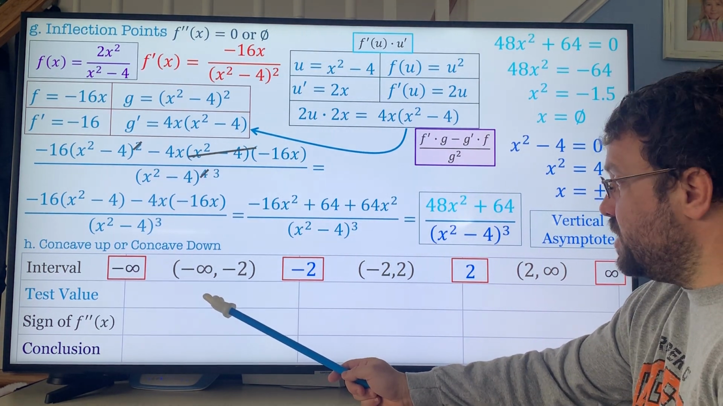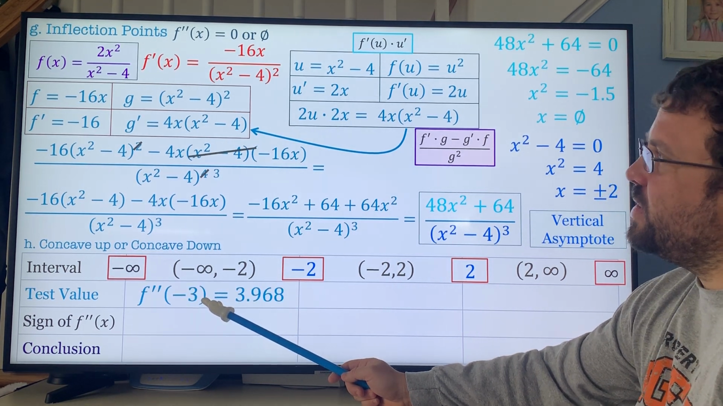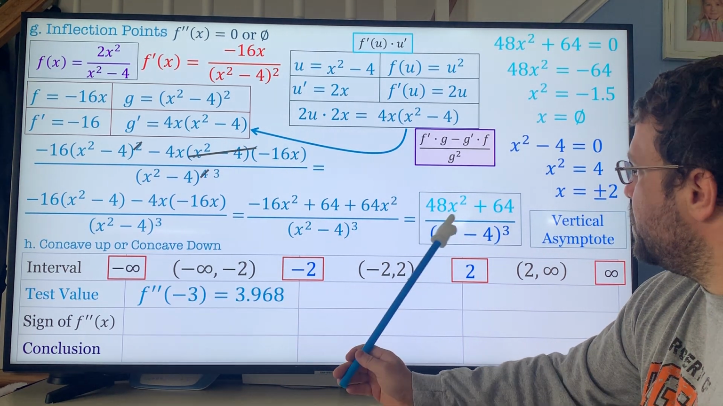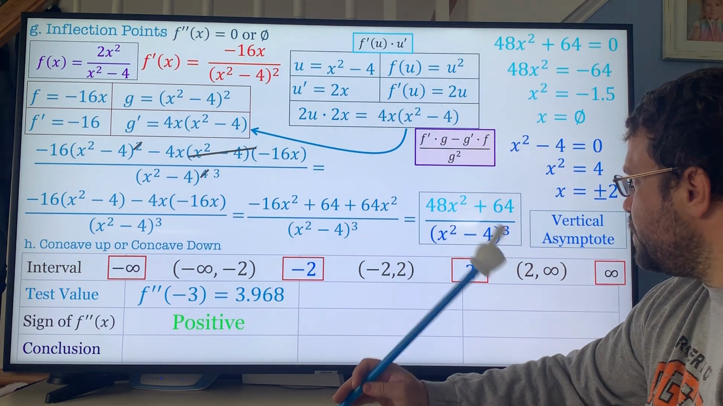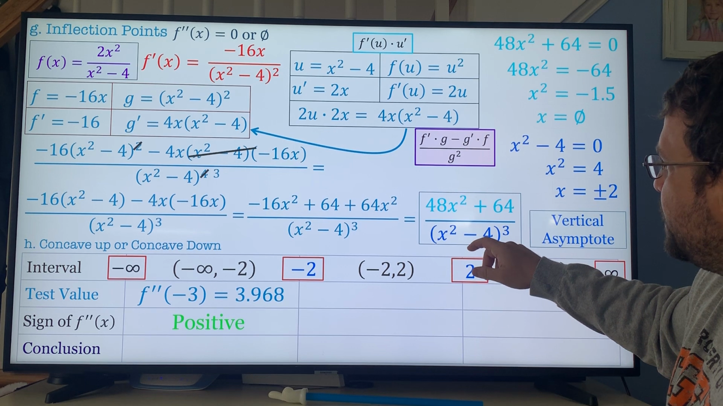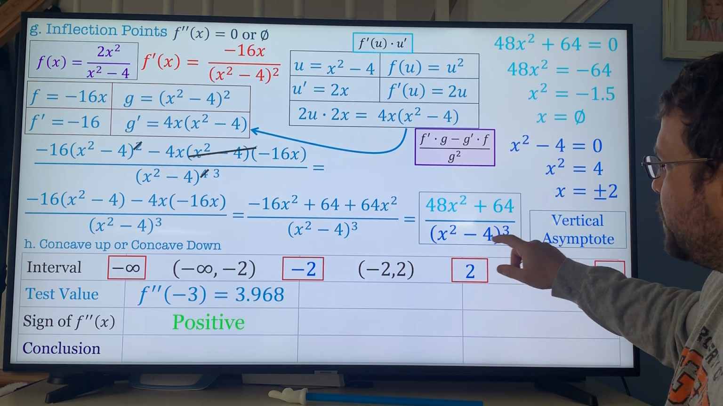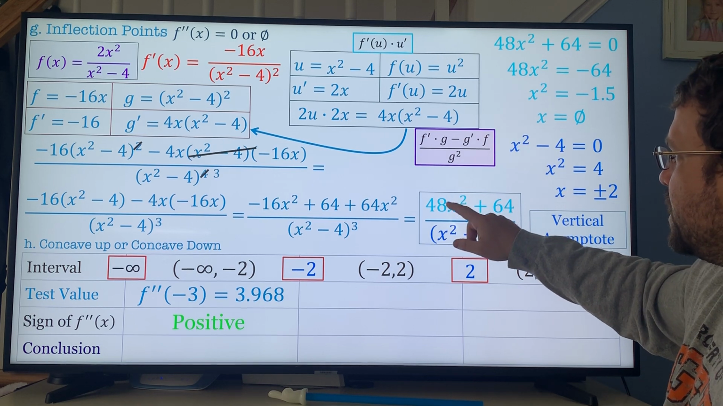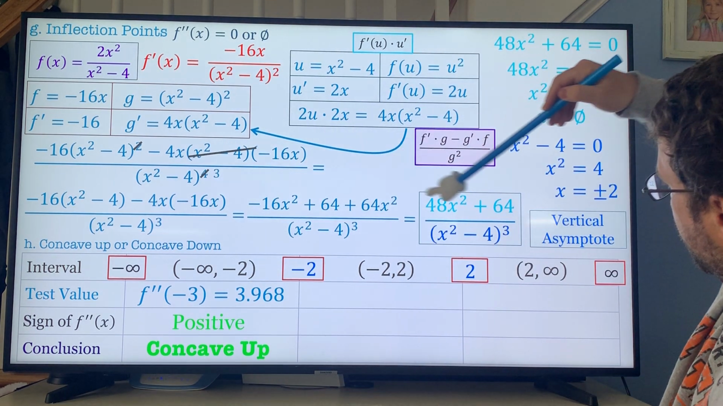0 is not between these two. Some people think that. It's actually negative 3. If I type negative 3 into this equation right here, I get some type of positive number. The way you can also know it's positive is negative 3 squared, so the bottom is 9. 9 minus 4, positive number. When I square negative 3 here, positive over positive. So it's concave up.